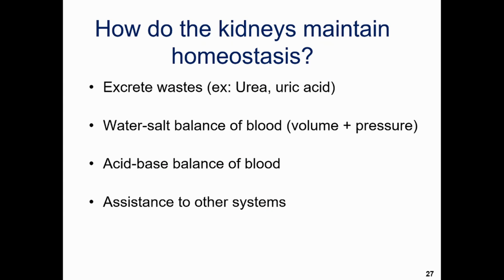So the first one is that we're getting rid of waste, right? We're not allowing waste to build up. So things like urea and uric acid, these are things we don't want to keep around. And so we get rid of them. That helps us maintain homeostasis. We're also maintaining our water-salt balance, which is helping us maintain blood volume and pressure, our pH balance, as well as help that it can provide to other systems.